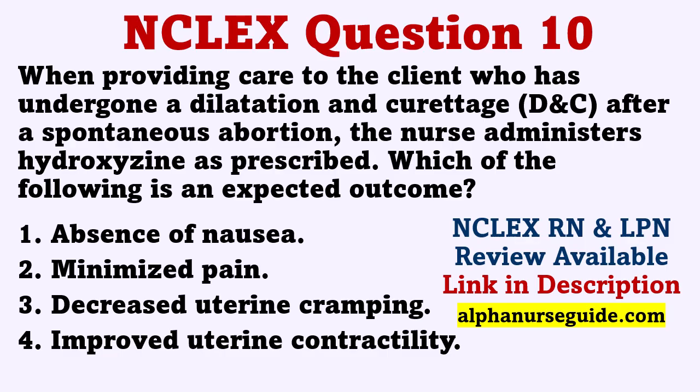Ibuprofen may decrease pain from uterine cramping. Oxytocin may be used to increase uterine contractility.